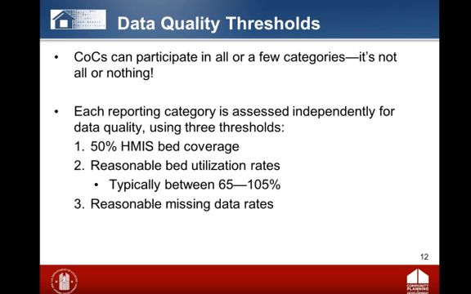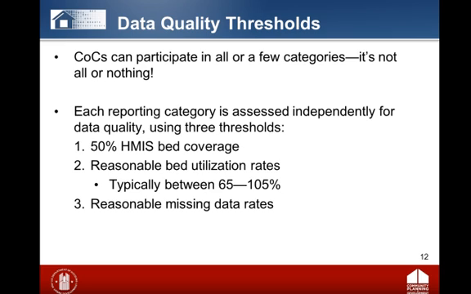Some other issues could be that seasonal or overflow beds were in use on the night of the count, more on those later. Cots or cribs are used, which are not included in the count, or there are kids sharing beds. If utilization rates are below 65%, it could indicate that programs are not exiting clients out properly into the HMIS. Third, we're looking for reasonable missing data rates.